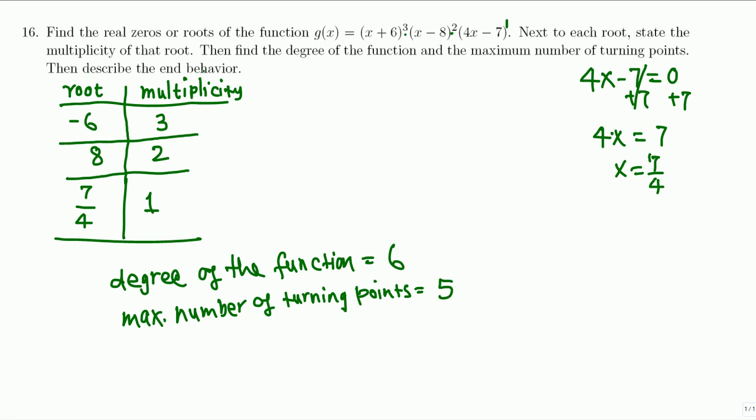Then describe the end behavior of this function. Okay, so we have the degree 6. 6 means even degree. And if we multiply out, look, x in the first place, x in the first place, x in the first. So we'll have an even degree, and the leading term will have a positive sign, positive and even. And we know whenever we have an even degree polynomial, it rises on both sides if the leading coefficient is positive.